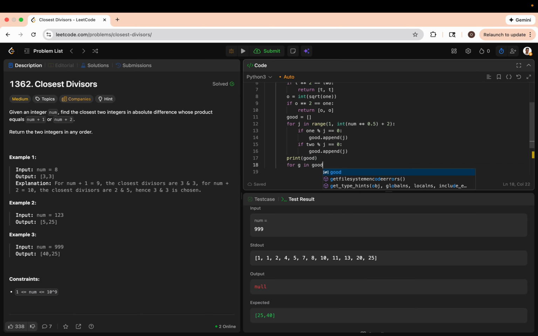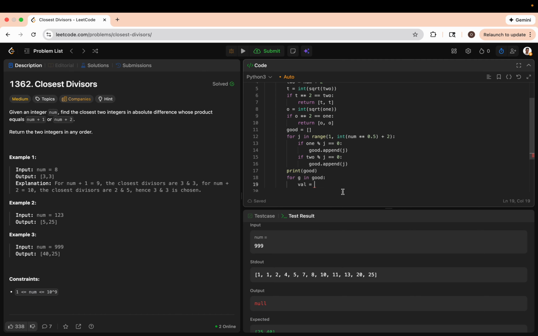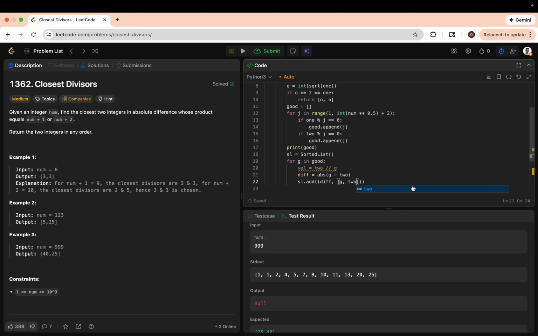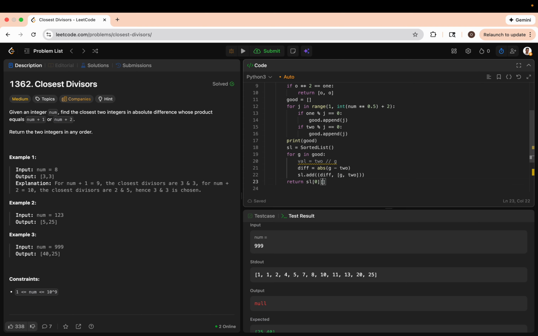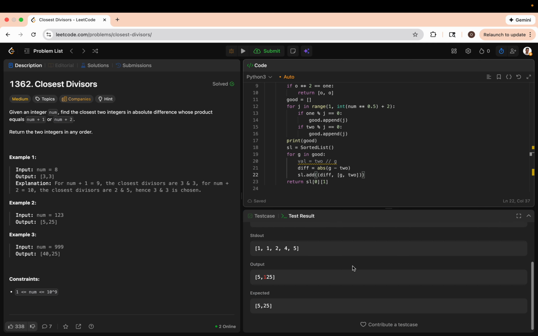So then let's just go through good, and for each number, divide num plus 2 by it, right? So two divided by g. And the difference is going to be the absolute difference between g and two divided by g, the two numbers. So for example, 40 times 25. And then let's make a sorted list that we're going to add the difference to, and then g and two over g. At the end, we can just return SL[0][1] because that's going to have the smallest difference, right? Okay, so that didn't work.